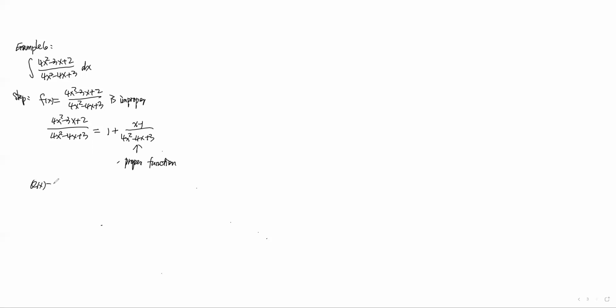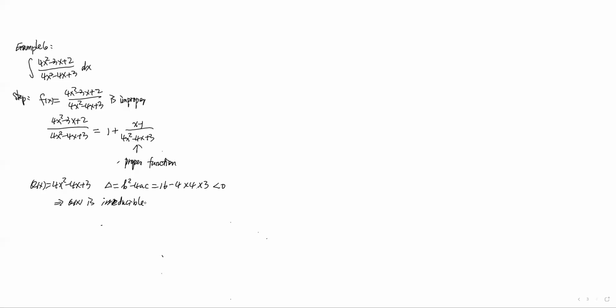Q(x) is 4x squared minus 4x plus 3, right? Delta is b squared minus 4ac. So this is 16 minus 4 multiplied by 4 multiplied by 3. Of course, this is less than 0. So we get that Q(x) is irreducible. That's our case 3, right?